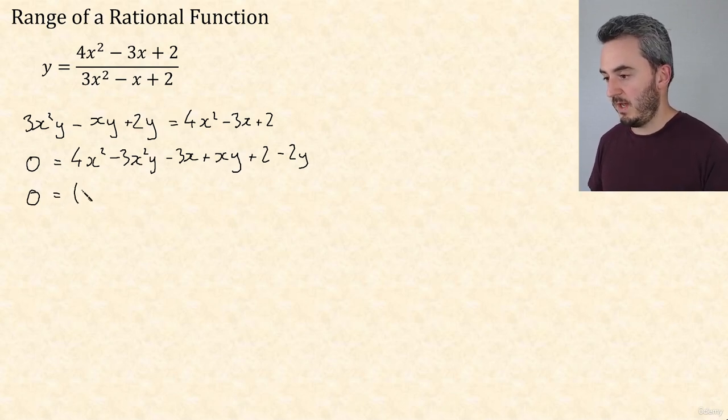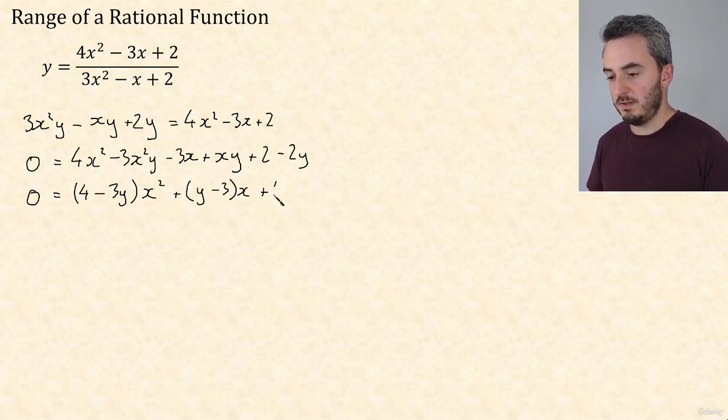So how many x squares? It's 4 minus 3y of them. That's how many x squares we've got. How many x's? It's y of them minus 3 of them. What's the constant? It's not really a constant term, but the plus c at the end, it's 2 minus 2y.